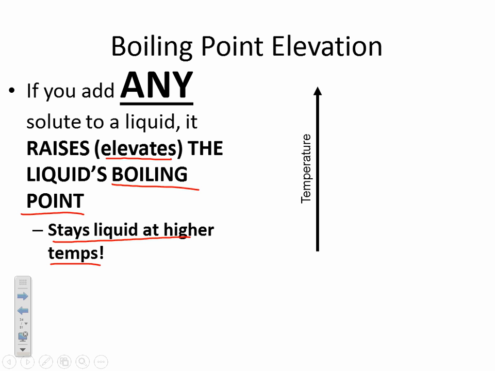You put a solute into water, water won't boil at 100 degrees anymore. Now it'll boil at a higher temperature. So it'll be like 102 degrees and it'll still be a liquid and it won't be boiling if it's got a solute there. That's colligative properties.